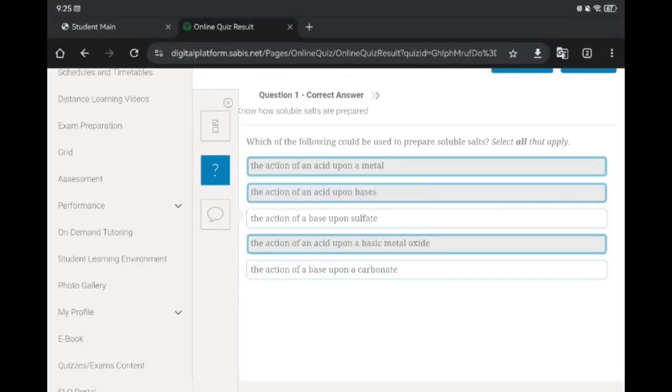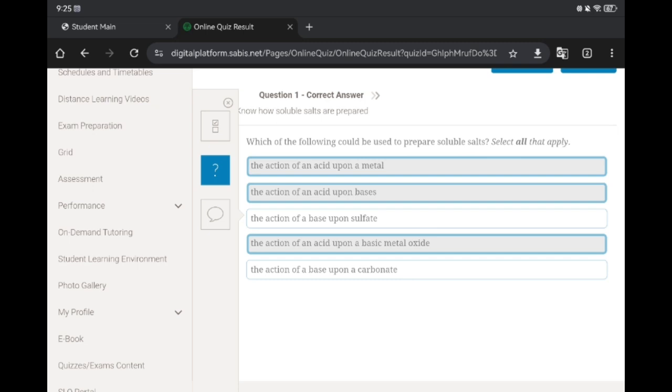I'm going to be solving 3.3. It's asking which could be used to prepare soluble salts. Bases don't really react with anything to give you salts. Acids are the ones that usually react with something to neutralize it. It could react with a metal to give you a salt and hydrogen gas, for example.